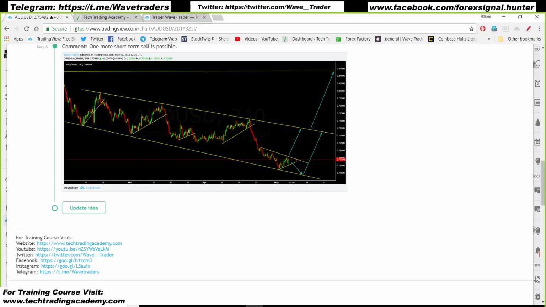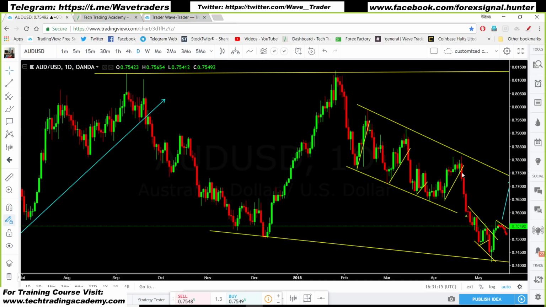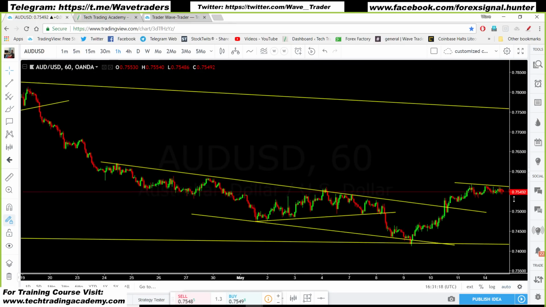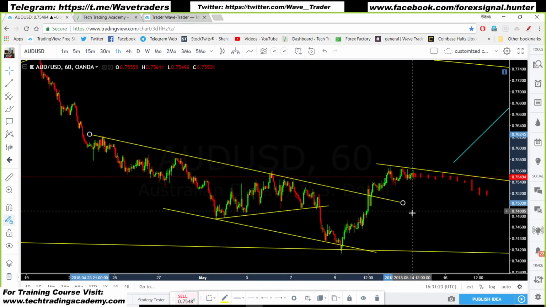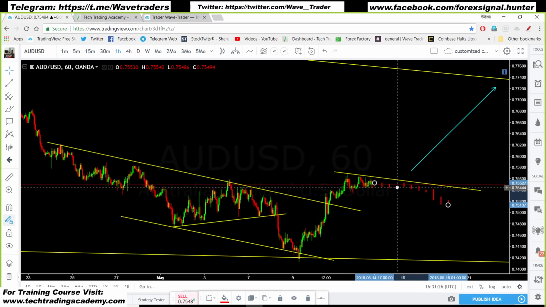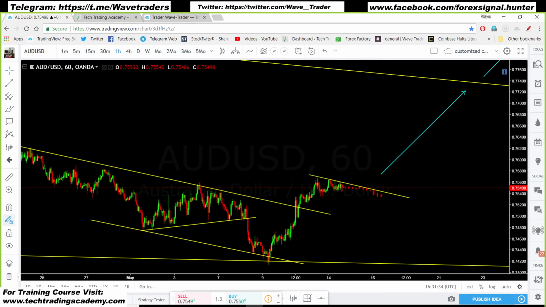This correction which is just trying to develop over there, let this correction finish, a couple more bars like that, and then break out. For sell, even there is one more drop that can appear over there.